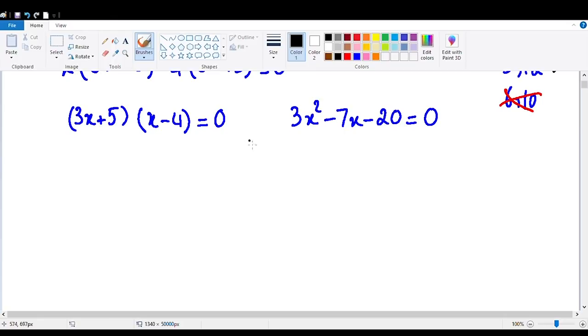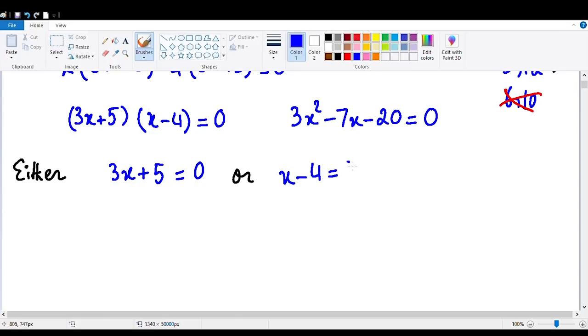So that means that one of these factors has to be 0 for the equality to hold, because if one of them is 0, then when it multiplies with the other, it'll be 0. So we don't know which one, so we're going to just say either 3x plus 5 equals 0, or x minus 4 equals 0.